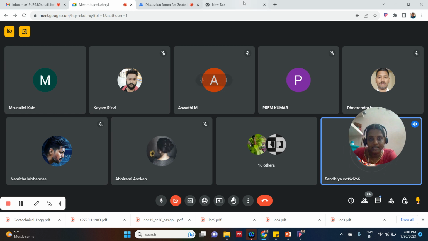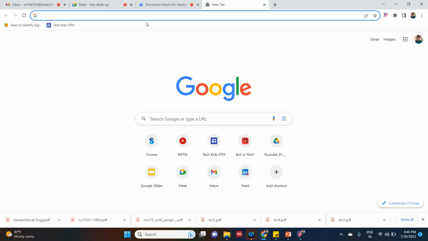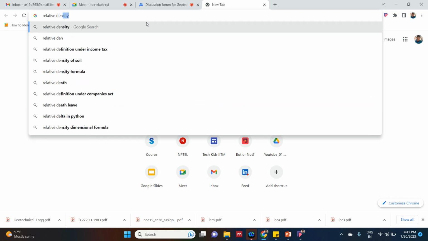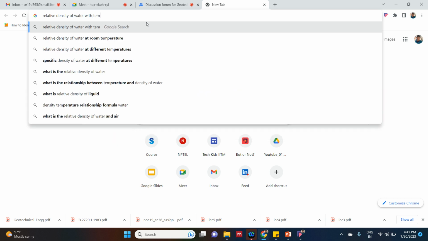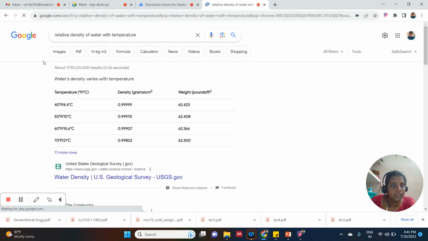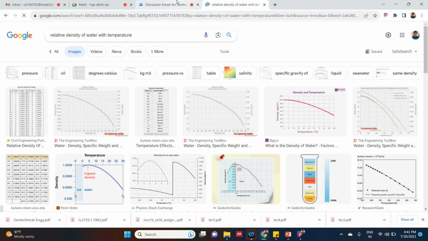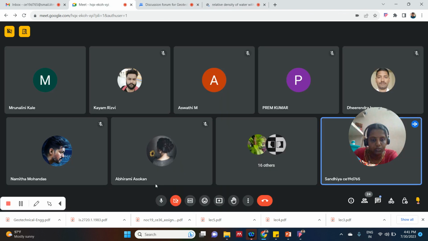One second, I will just... with different temperature we know what is the relative density of water. So with that we have to apply the correction ratio. Yeah, at 27 degrees Celsius is what we have to report.